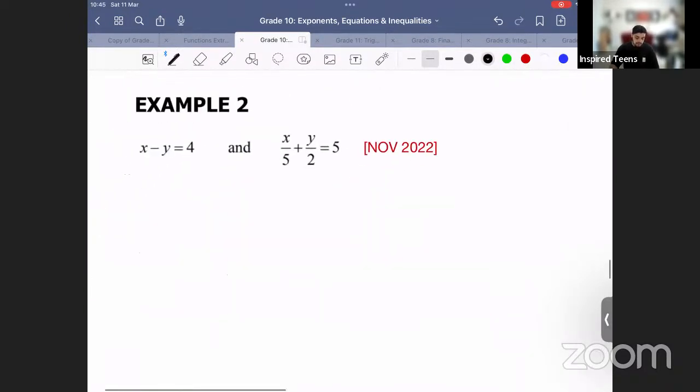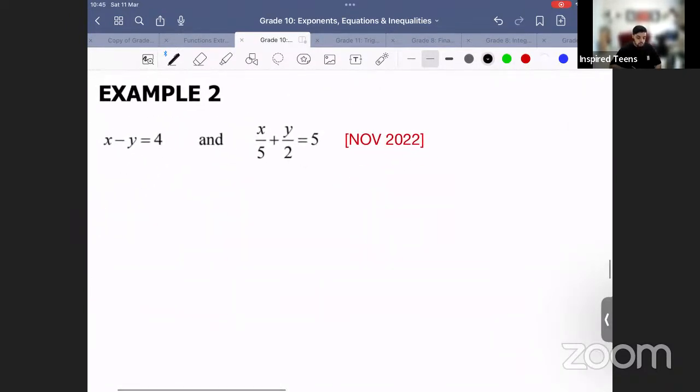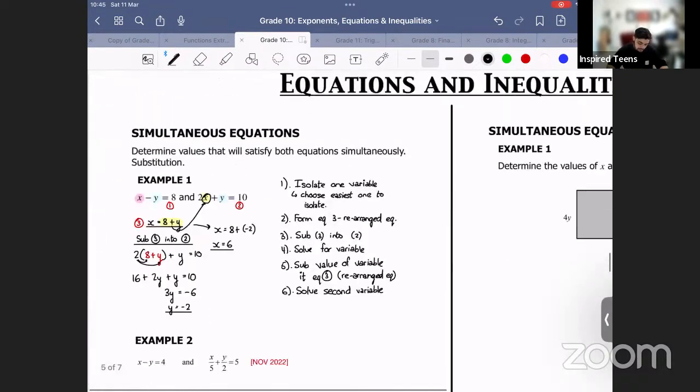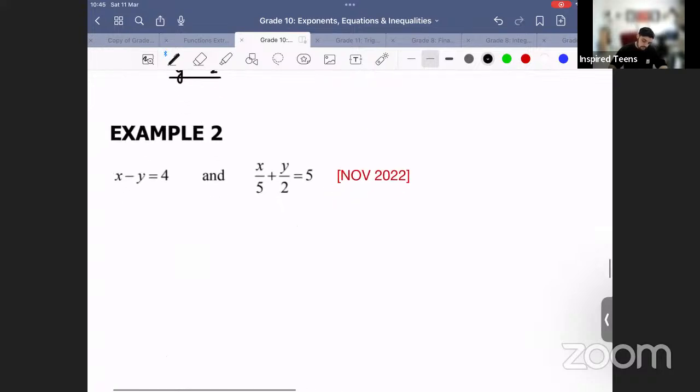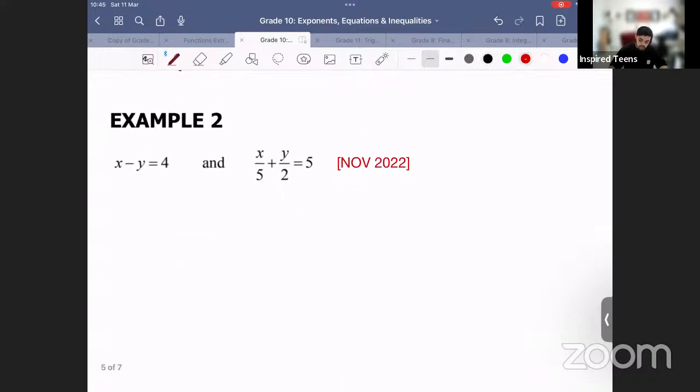Okay, let's have a look at this. Example number 2. Okay, is everyone fine with example number 1? Cool. So in example number 2, I'm going to label.